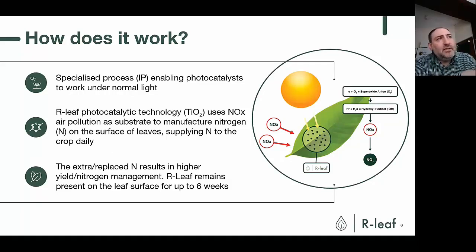So the electrons and holes that are mentioned, that's the surface chemistry that is produced, basically superoxide anions and hydroxyl radicals. These are the reactive species that the photocatalyst produces, and this is what breaks down the nitrous oxides to nitrate. So I hope that's clear.